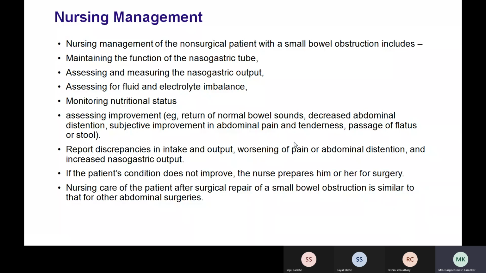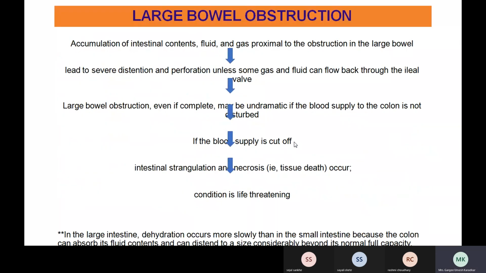If the patient's condition does not improve, then the patient will be prepared for the surgery, and then a surgical repair of the small bowel. The assessment pre or post op, everything will be the same as for any abdominal surgery. Okay, that was with small bowel obstruction.